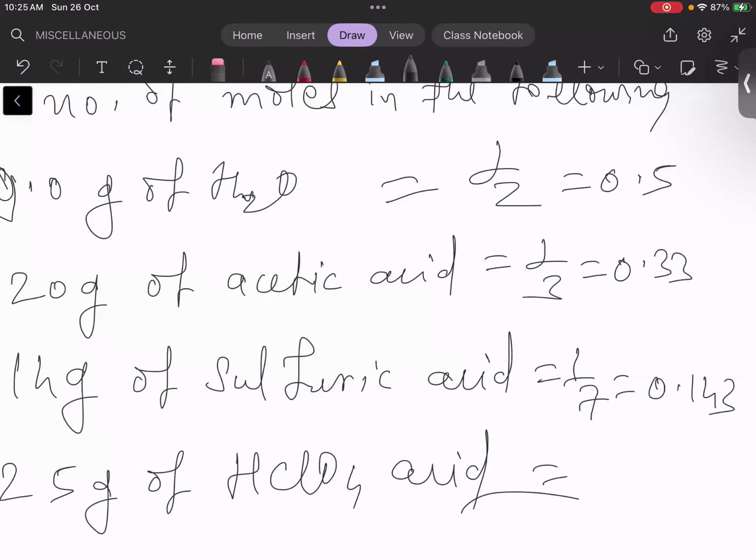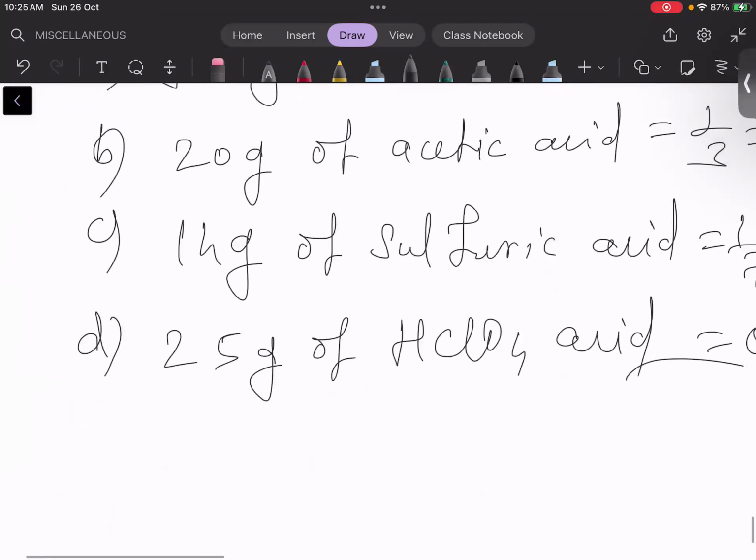Then 25 gram of perchloric acid. Sir, 0.248. 0.249 actually. 2487 is coming. Right. Yes, that one. Correct.